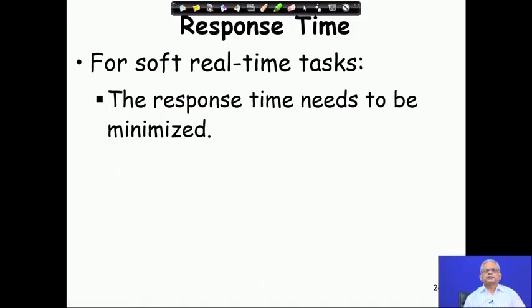And we had said that in the traditional operating system, which handles basically soft real time tasks, the response time needs to be minimized. And even in a real time operating system, if the task is a soft real time task, the operating system needs to minimize the response time of the task, whereas for the hard real time and sporadic task, minimization of the response time is not the objective. The objective is to meet the deadlines of the hard real time and sporadic tasks.